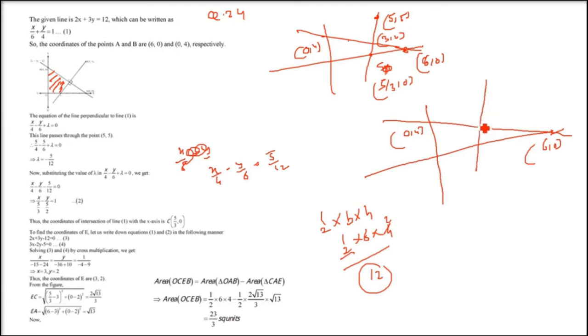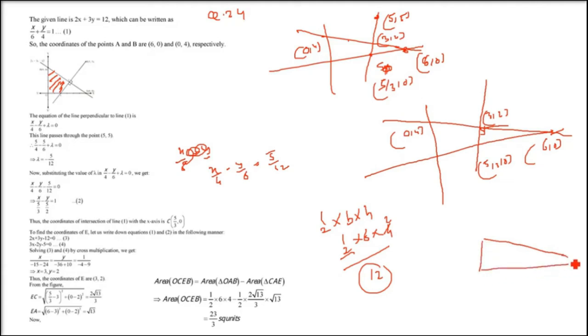Now we have to remove this right side triangle. This is (3, 2). This is (5/3, 0). Now this is 90 degrees. So half into base into altitude. Half into base, which is this line, into altitude, this line. So half into AE into CE. So this is the triangle.